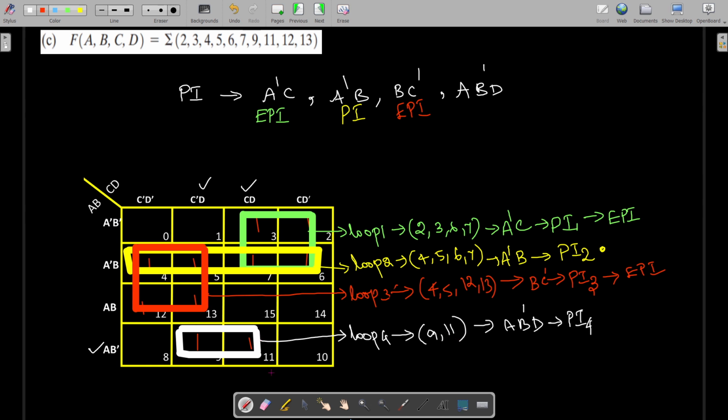Okay, this is covered only once by loop 4 alone. That's why it is also an essential prime implicant. That's it. So we have three essential prime implicants, and only one prime implicant which can be ignored actually. These three prime implicants themselves can cover everything. Okay. Thank you.